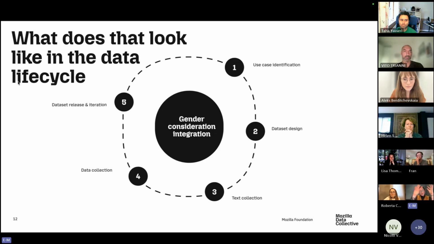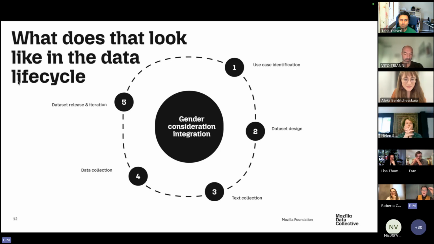All the way through the data lifecycle, gender had to be considered as a very specific thing. At use case identification, it meant very specifically going to women's groups, women's church groups, and town halls that had particular women's components and saying, what do you actually want AI to do for you? And often it was not the same things that we were hearing in other spaces.